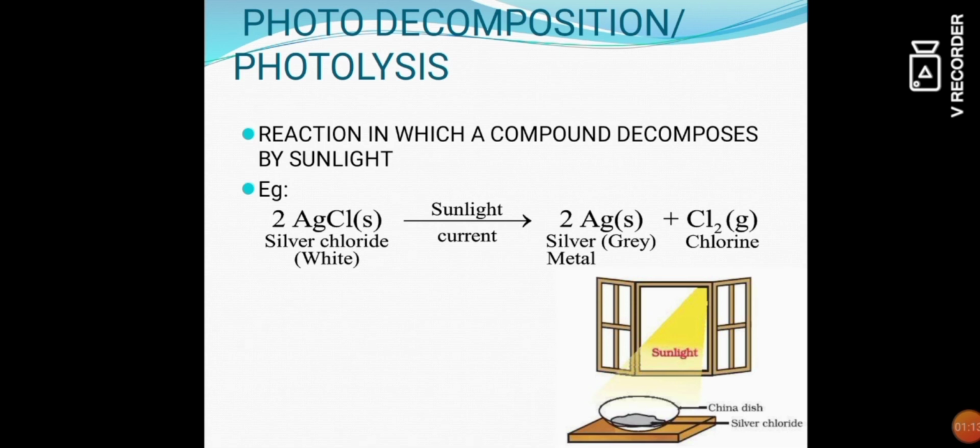This reaction requires energy in the form of sunlight. This is why it is called as photolytic reaction, and it is an endothermic reaction also, because here the energy is absorbed. That means the sunlight is absorbed in this reaction. So we can call this reaction an example for endothermic reaction also. The equation is shown in the slide. 2AgCl in the presence of sunlight, which gives 2Ag plus Cl2. Ag is the first product and Cl2 is the second product that is liberated in the form of gas.